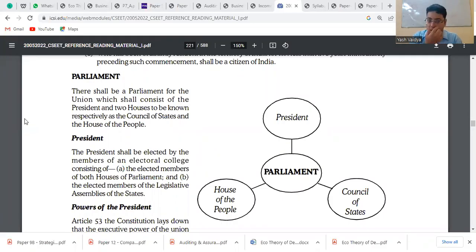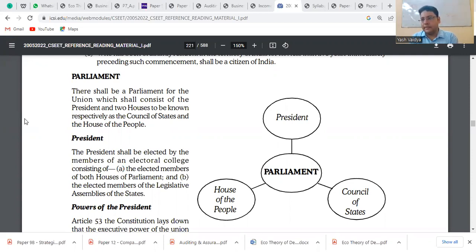So Parliament. There shall be a Parliament for Union which shall consist of President and two houses to be known respectively as the Council of States and the House of People. So now understand Parliament. Parliament means something which sits in Delhi, right? So you have to understand.